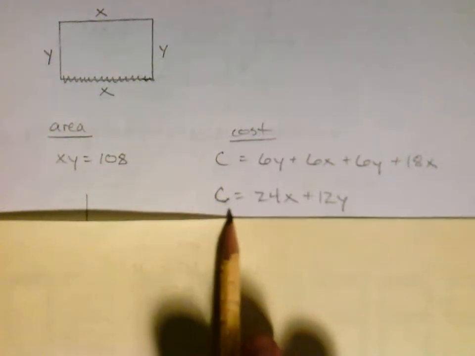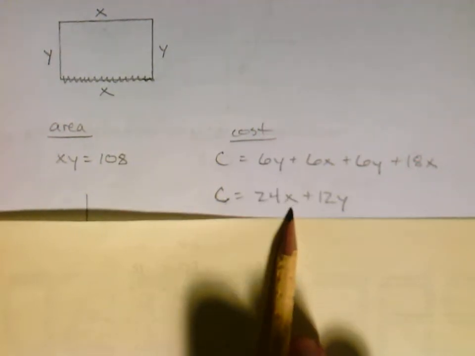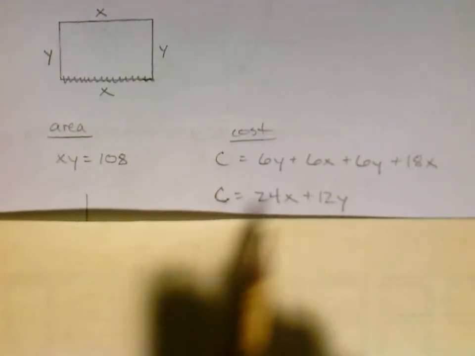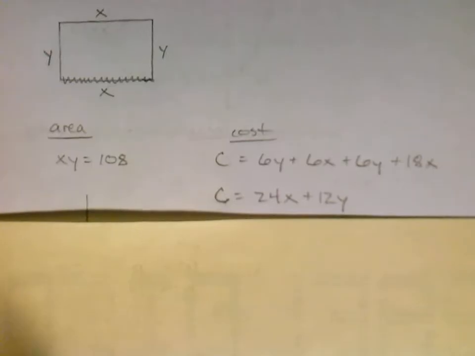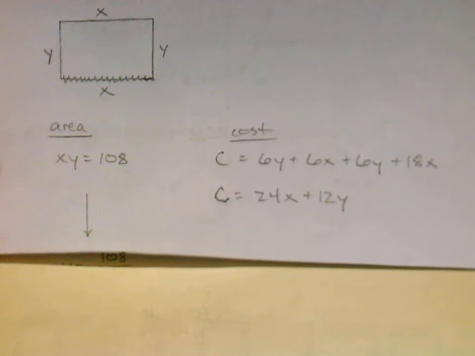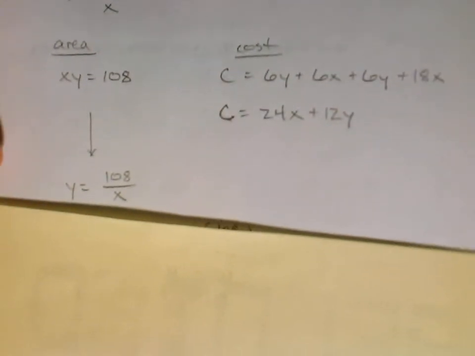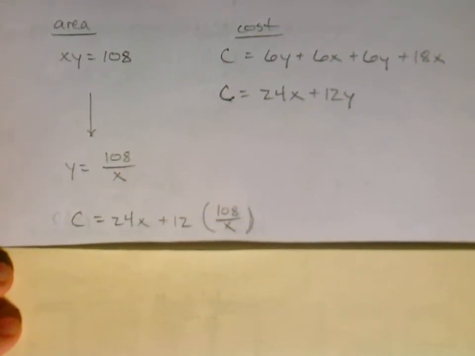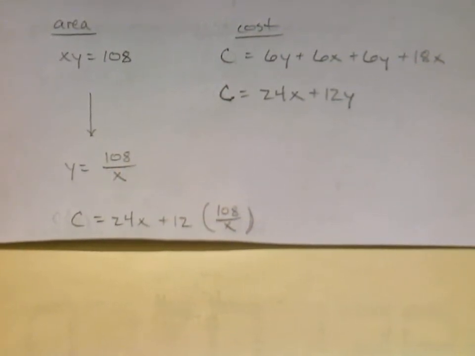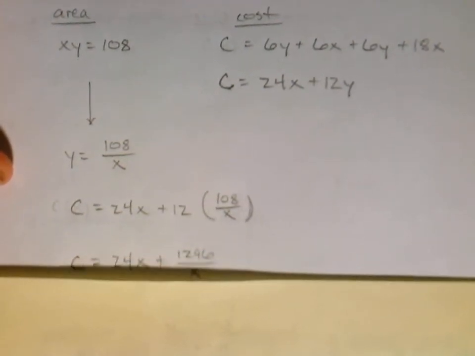Of course, I want my cost to just be in terms of x. How am I going to do that? Well, I can go back over here, solve for y, substitute that in. And that won't be too bad. Y equals 108 over x. So when I plug that in, C equals 24x plus 12 times 108 over x. Simplify it a little bit.